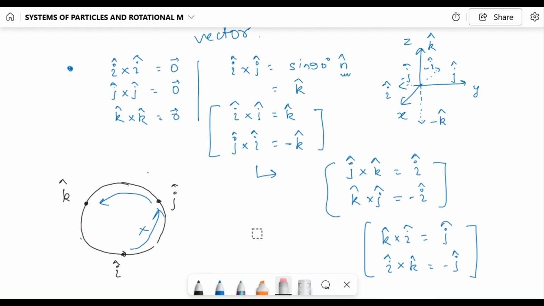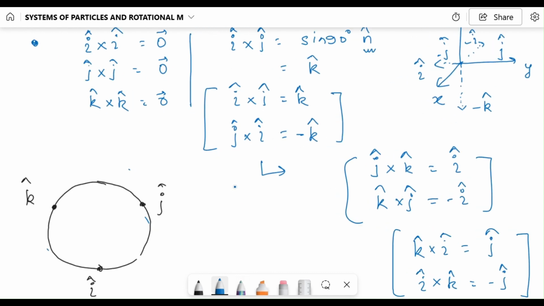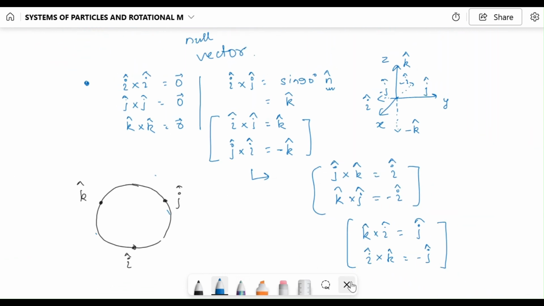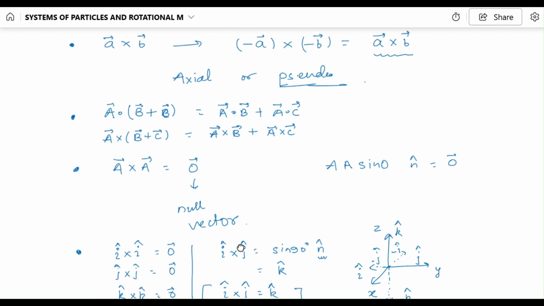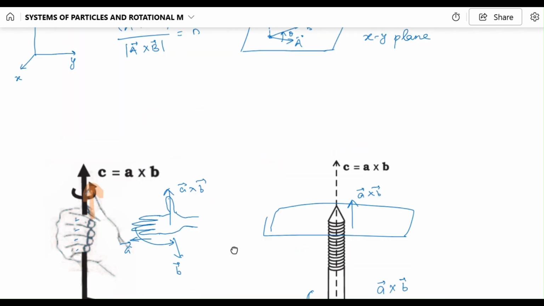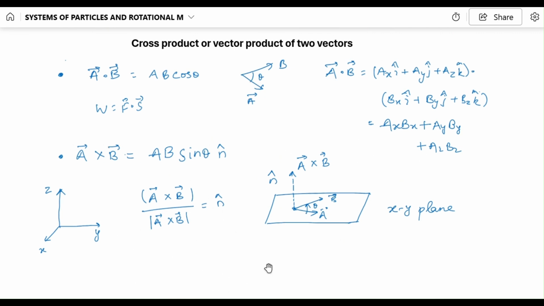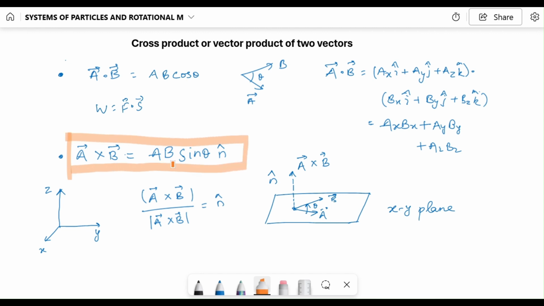Okay, let's move to the next point. Now we are going to do the cross product of two vectors in component form. Earlier we have done it, and we have obtained this thing. Let me get you back to this point. So A cross B is here. What is the A cross B? Yes, A cross B is here. So it is AB sine theta and the unit vector.